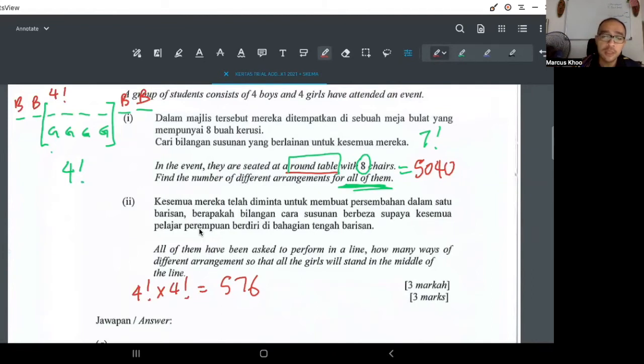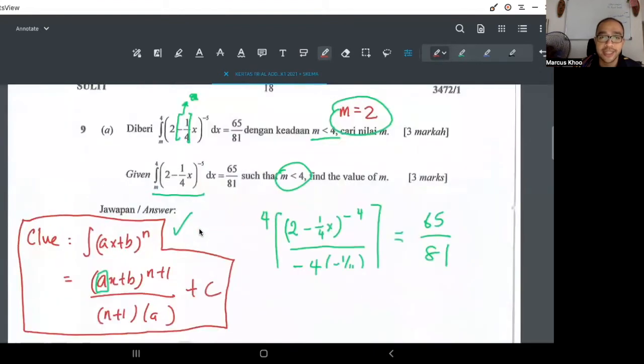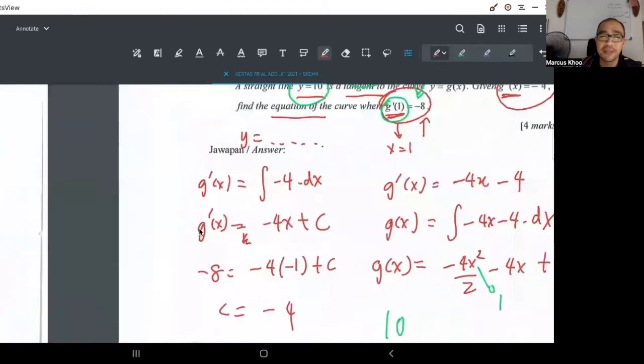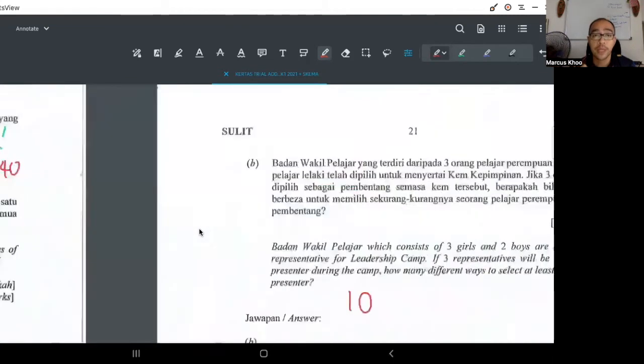It's not a very difficult question compared to this or this. This one is tough. This is a little bit much easier, if of course again you remember the difference between a round table and a straight line. Straight line like this, round table like that.